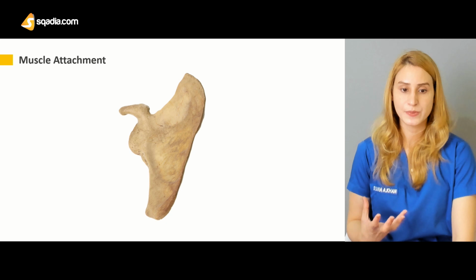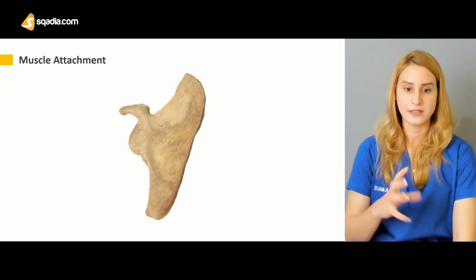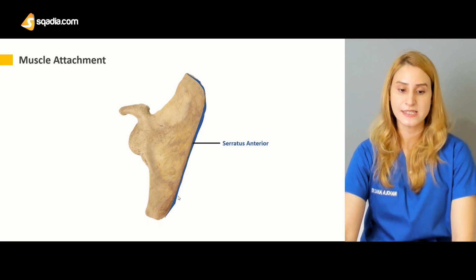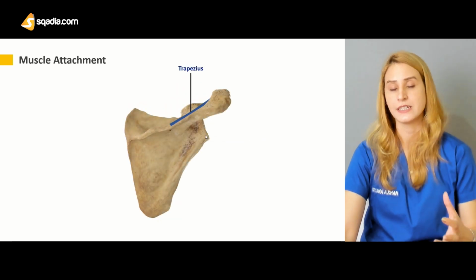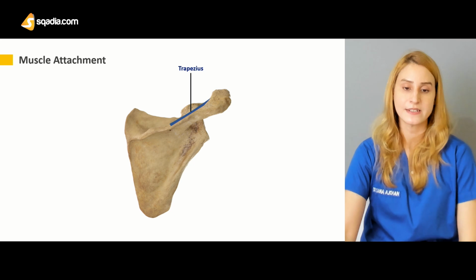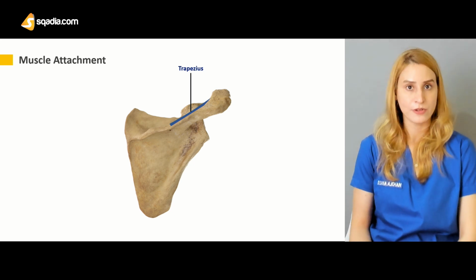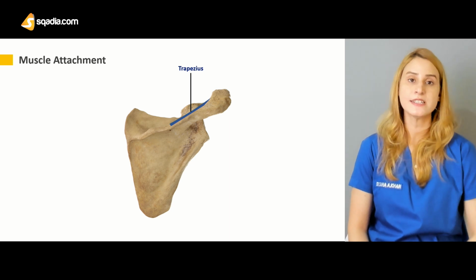Okay, so this is the posterior surface. This is mostly the somewhat lateral part. So you can see this is the border, the medial border. You can see there is an insertion of the serratus anterior muscle.